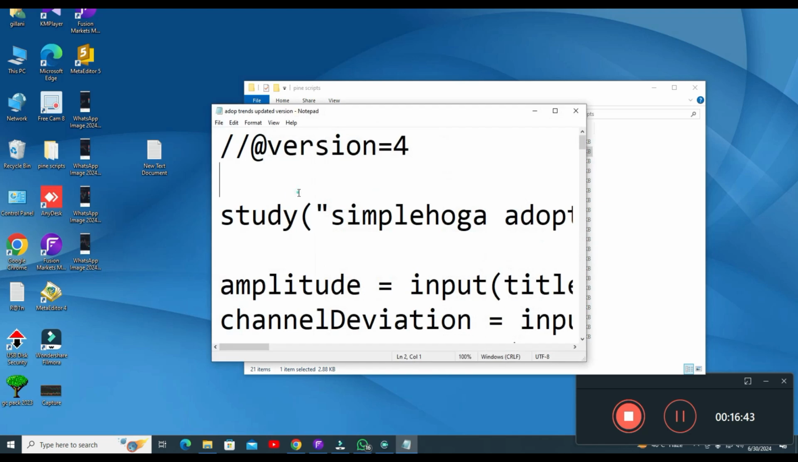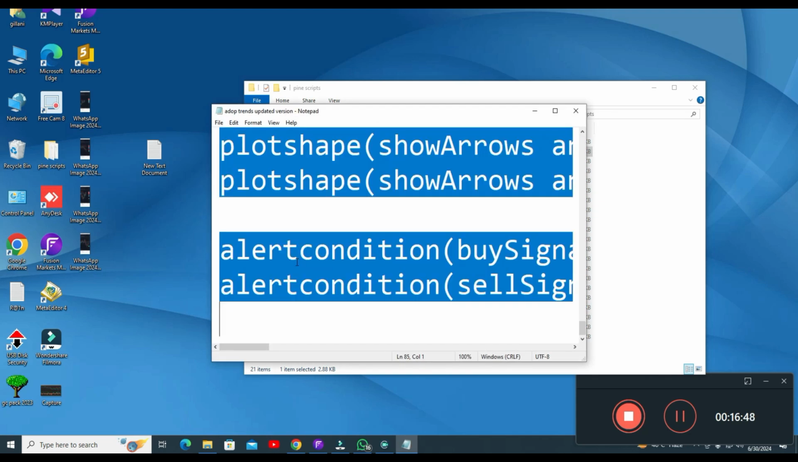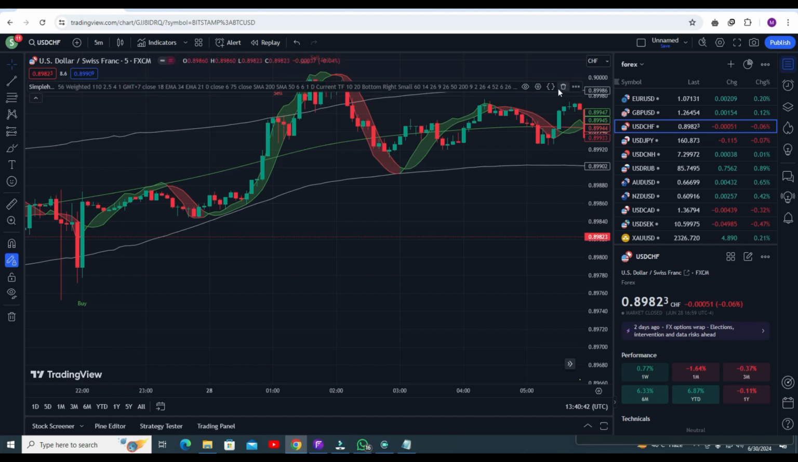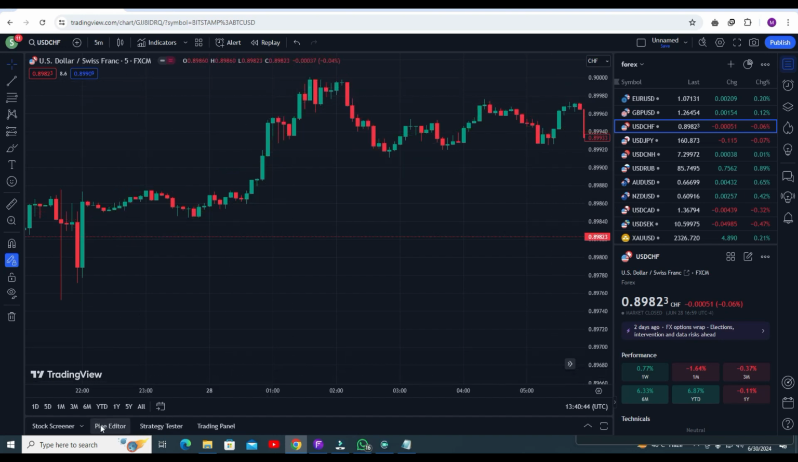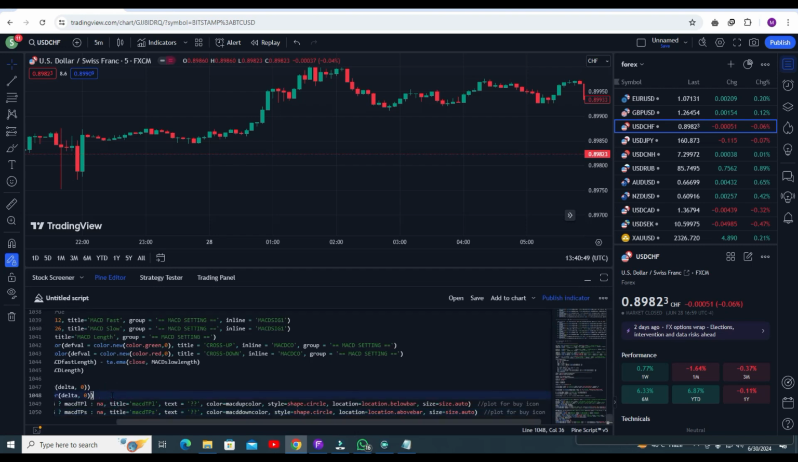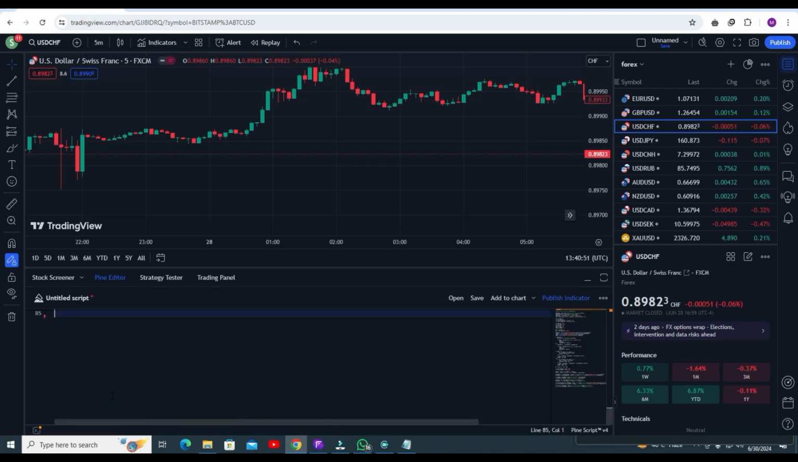Now let's go to how you can add this indicator. First, open it in Notepad and copy the code, Control A, Control C, and then go to your Pine editor. Here you see these two indicators, so you have to close them. Click on Pine editor and paste your code, Control A, Control V. Paste your code and click on add to chart. Okay, the indicator is now adding.